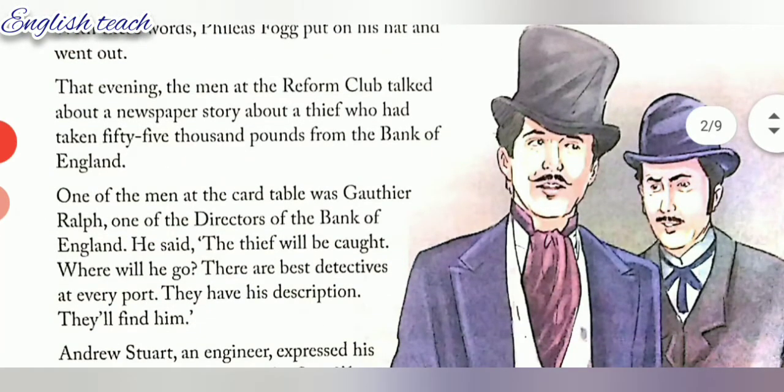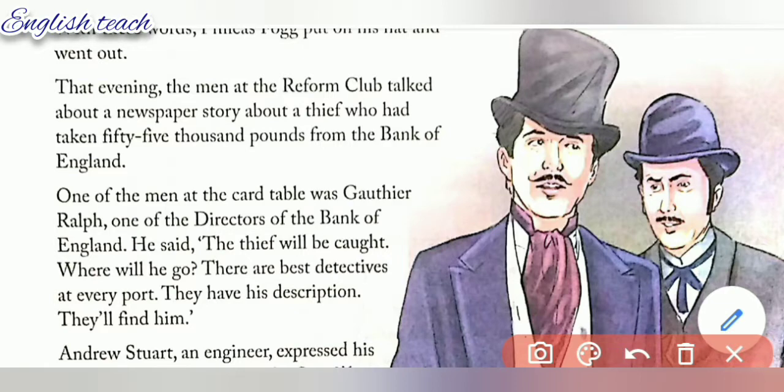That evening, the men at the Reform Club talked about the newspaper story about the thief who had taken 55,000 pounds from the Bank of England. They were talking about this theft story which came in the newspaper. One of the men at the card table, where people are playing cards, was Ralph. So Ralph is one of the directors of the Bank of England.